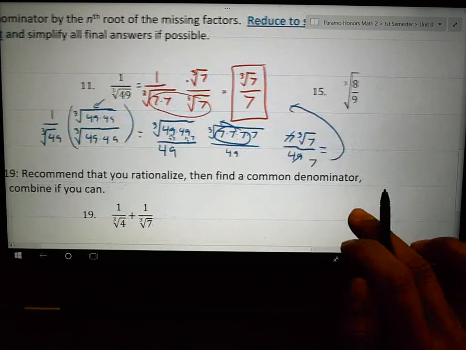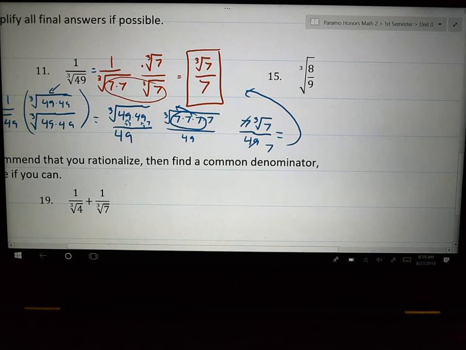Here's number 15. I want you to try number 15 and compare your problem or your answer with the person you're sitting next to. Go for it.